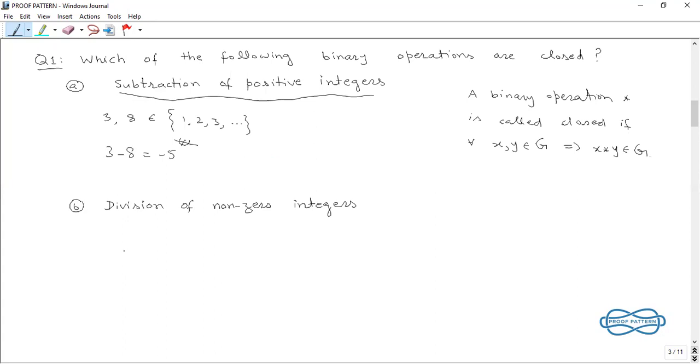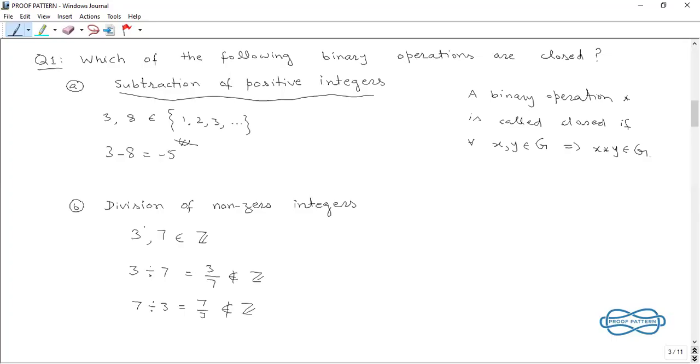Okay, next we move toward part B. We have to check whether division of non-zero integers is closed or not. Let's take a counter example, because this is also not true. For example, we take 3 and 7 belonging to the set of integers, then the binary operation is division, which is equal to 3 over 7. This does not belong to Z. Or if we take 7 divided by 3, which is equal to 7 over 3, this is also not an integer, so this does not belong to Z.